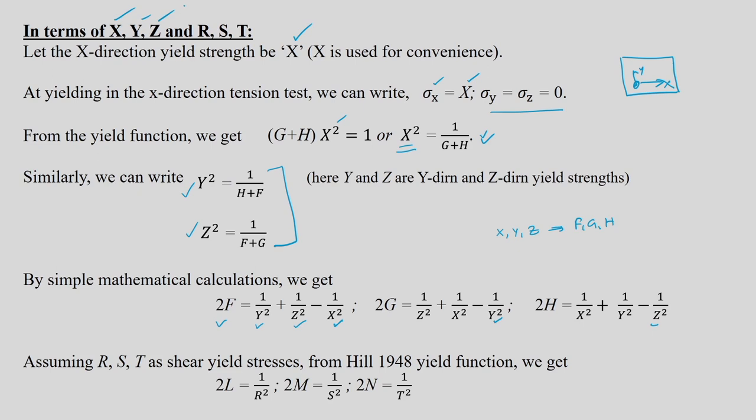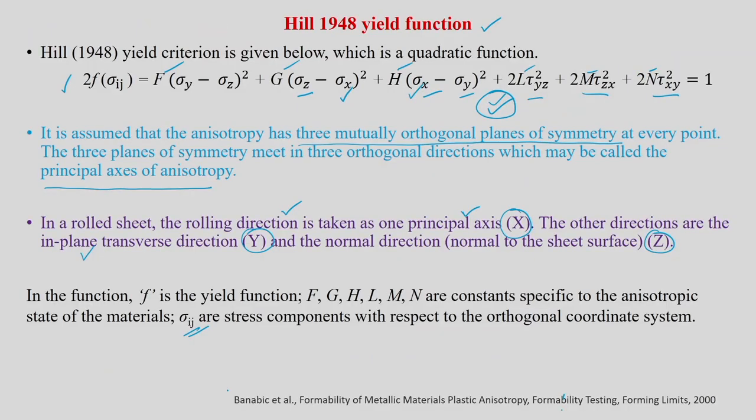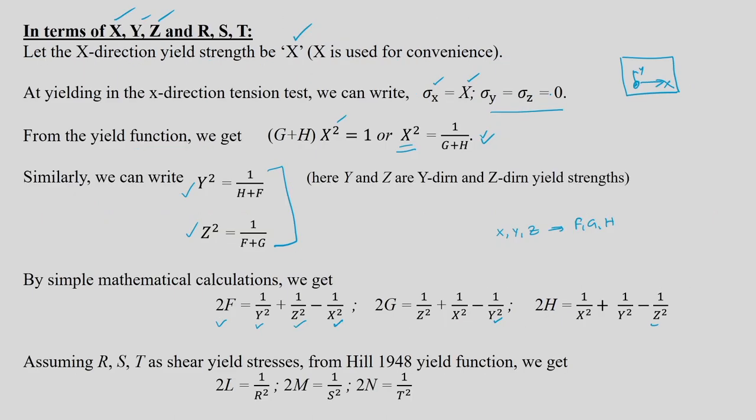Similarly, you can also get r, s, t. They are all basically shear yield stresses, and from Hill's 1948 yield function, the previous one, you can put similar conditions here. So 2L you can see would be 1 by r square, and 2m would be 1 by s square, and 2n would be 1 by t square.